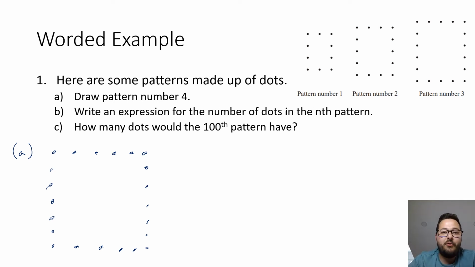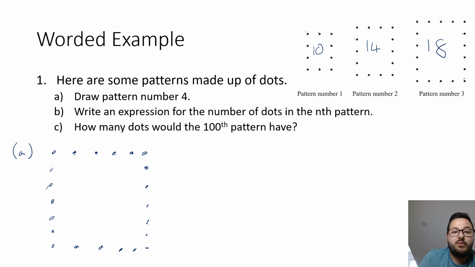Okay, part B, we want to write down an expression for the number of dots in the nth pattern. Okay, well, let's start counting these dots then. So in number 1, we've got 10 dots. For the next one, we've got 14. The next one, we've got 18. And then we're starting to see a pattern. So I'm hoping there's going to be 22 in my number 4.